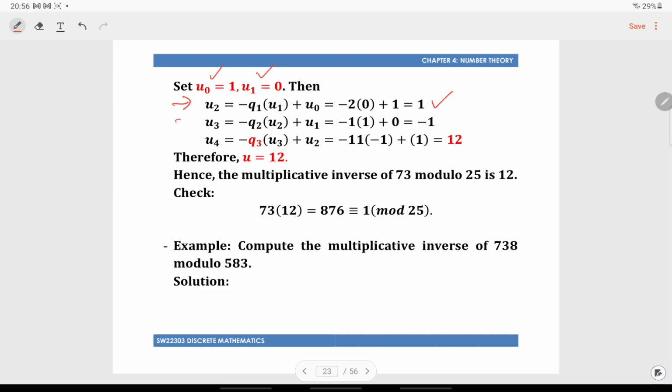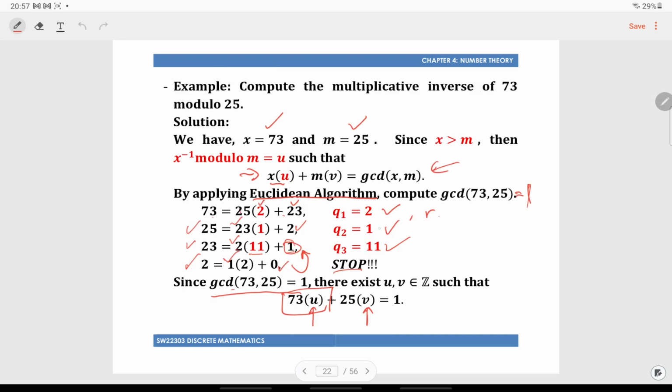We move to u3. u3 equals negative q2 multiplied by u2 plus u1. The outcome equals negative 1. And the next one is u4 equals negative q3 times u3 plus u2. The outcome equals 12. Then we stop because previously we only considered 3 quotients.